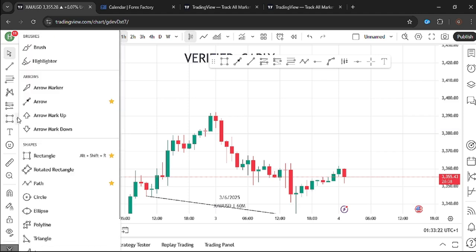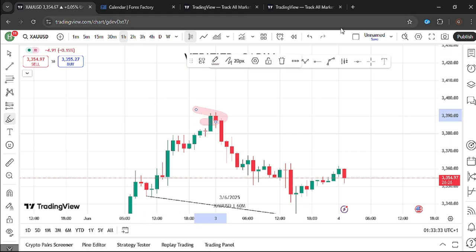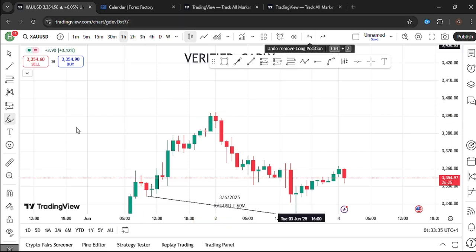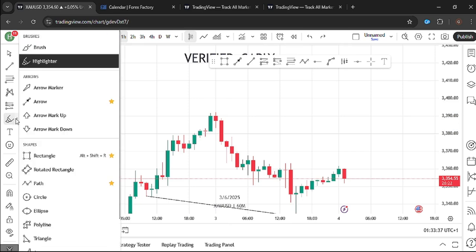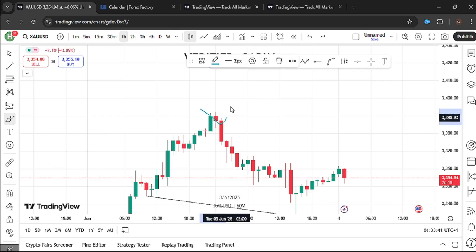So these are shape tools. You have different types of shapes, and we also have arrow, brushes, highlighter. Highlighter is used if you want to highlight something. See, let me undo. And we have brush. Brush is the same thing. Maybe you want to brush something like a pen. So let me undo.